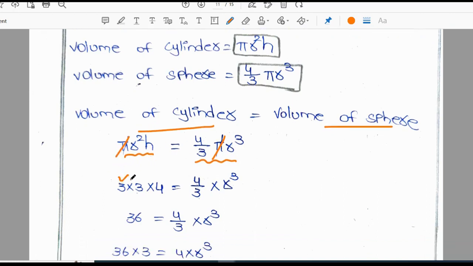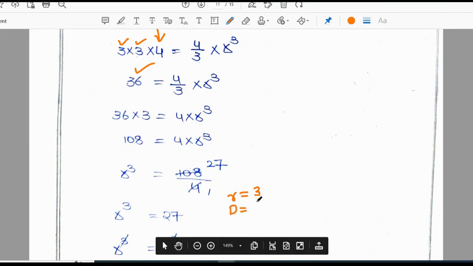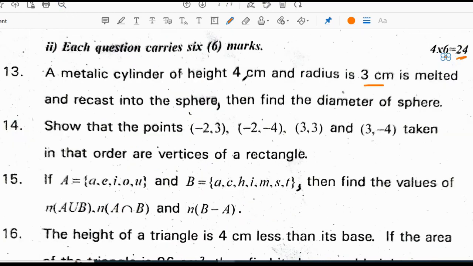Radius of cylinder is 3 centimeters, so 3 into 3. Height of cylinder is given as 4. So 3 into 3 into 4 is equal to 4 by 3 into r cube. Doing the calculation, we will get r value as 3. So if r is equal to 3, diameter will be twice the radius, which is 6 centimeters. So the answer for this question is 6 centimeters.